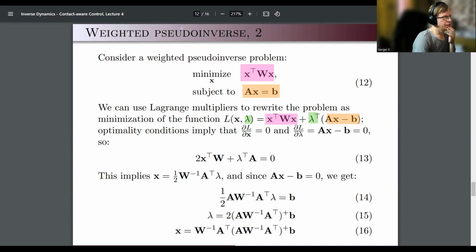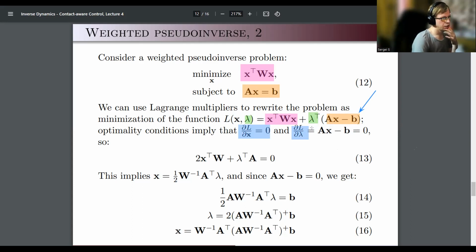Next, you find that the partial derivative with respect to x and the partial derivative with respect to lambda should be equal to 0, right? That is a classical condition for optimality, the first order condition for optimality. You notice that the partial derivative of the Lagrangian function with respect to the multipliers is actually this, and this should be equal to 0.